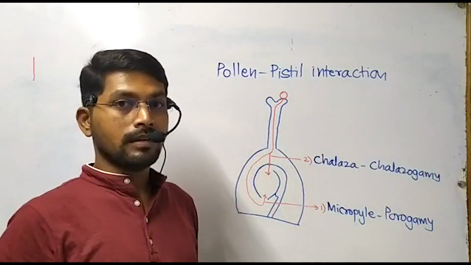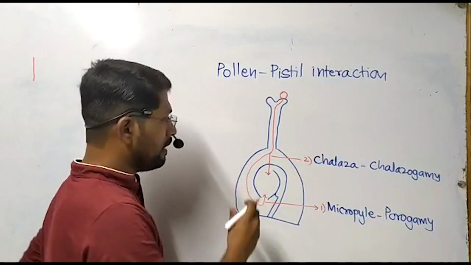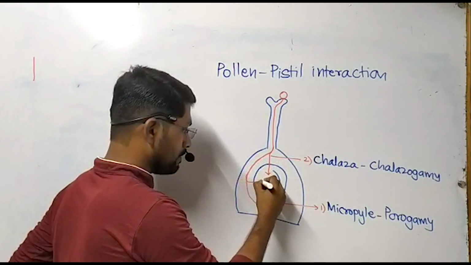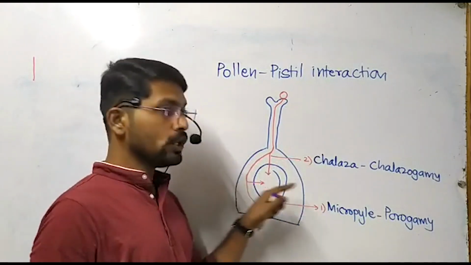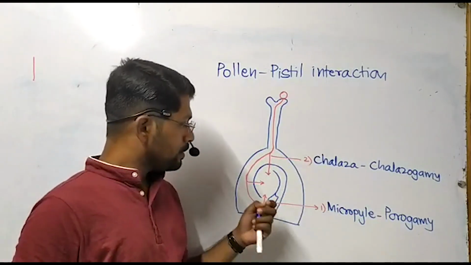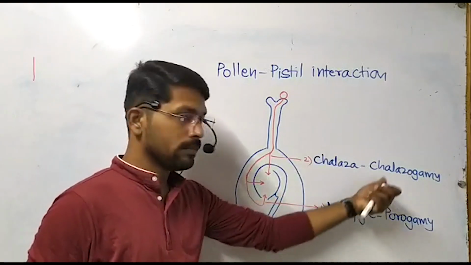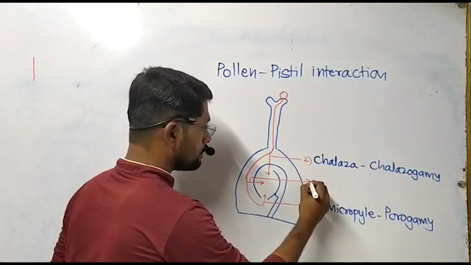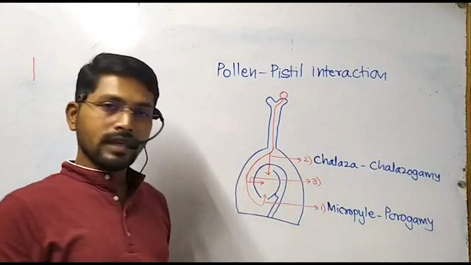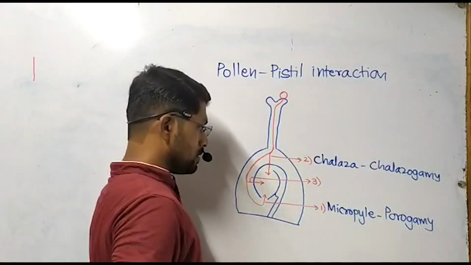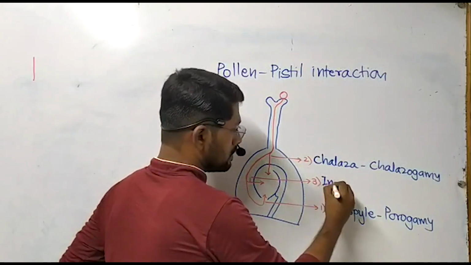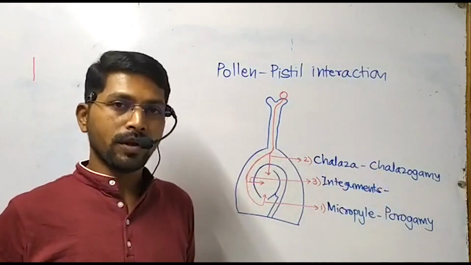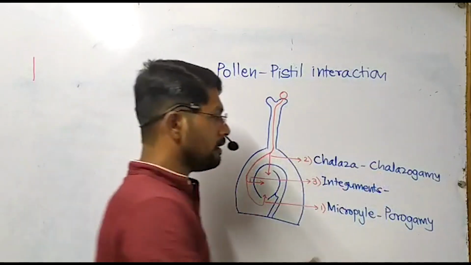The third type, the third pattern, third variation of entry of pollen tube: sometimes the pollen tube will run like this and it will enter into the ovule through the integuments. So which is very different from porogamy as well as chalazogamy. So this path is the third path of the entry of pollen tube, and in this type integuments serve as the entry point for the pollen tube, and this is called mesogamy.